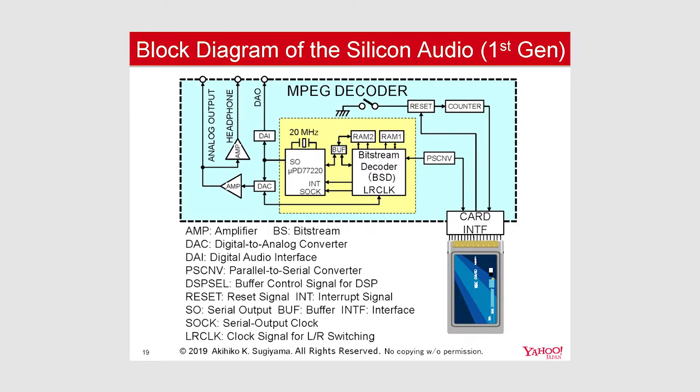So this shows a block diagram of the silicon audio first generation. Here we have a general purpose digital signal processor, and here we have a bitstream decoder, or BSD. So there are two chips, but otherwise it's very simple. In addition to these two chips, we have data conversion from parallel to serial and a counter. We have the digital audio interface, DA converter to drive amplifier for your earphones. So it was very simple.